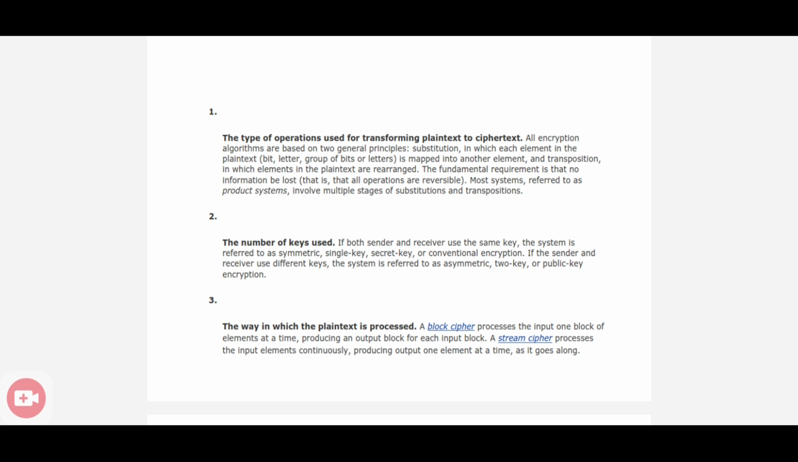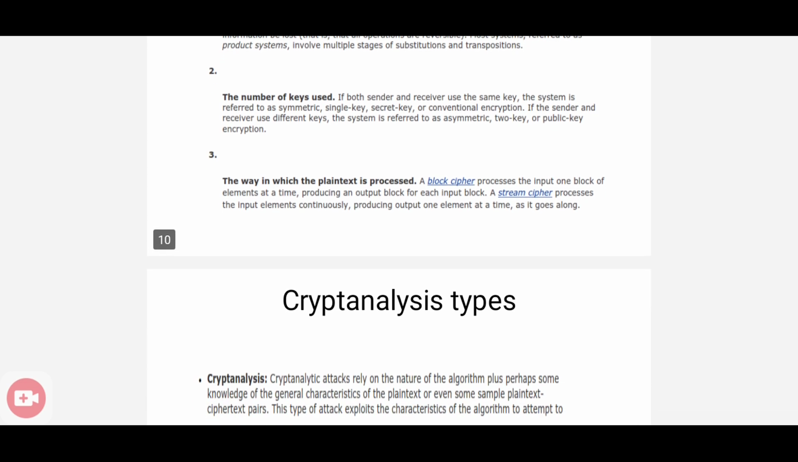So these are the three aspects of a symmetric cipher: the types of operations used for transforming the plain text into ciphertext, the number of keys used, and the third one is the way in which the plain text is processed, by using block cipher methods as well as stream cipher methods.